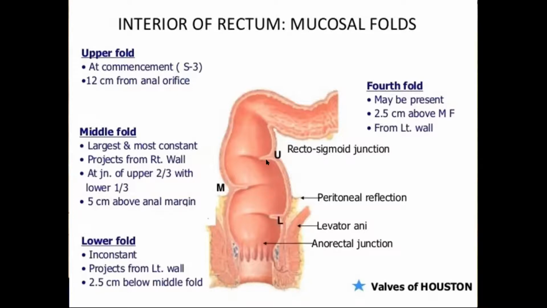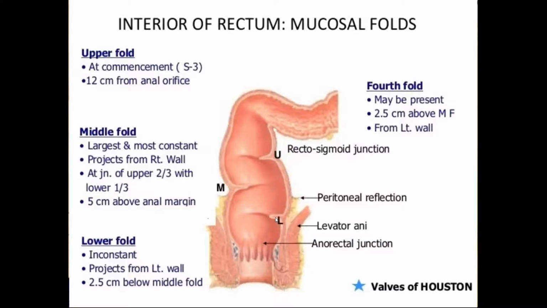The upper one usually starts at the level of the rectosigmoid junction, at the level of S3, and is about 12 centimeters from the anal orifice. You see it presenting on the left side of the anterior rectal wall. And the middle is the largest one, projecting from the right wall. The junction between the upper 2/3 and lower 1/3 is about 5 centimeters from the anal margin.